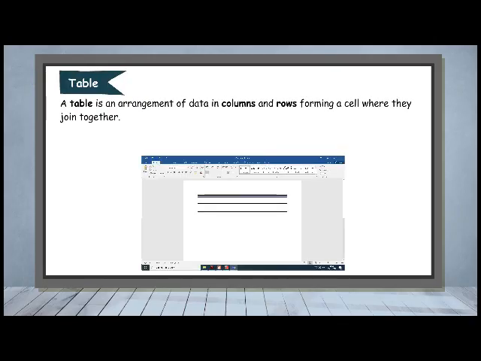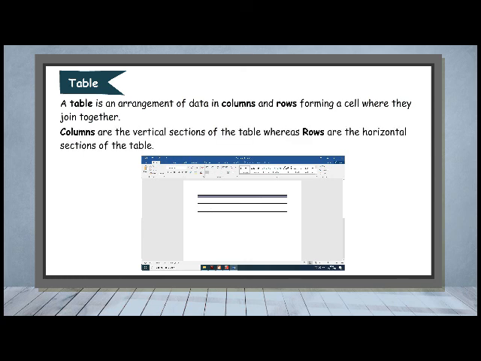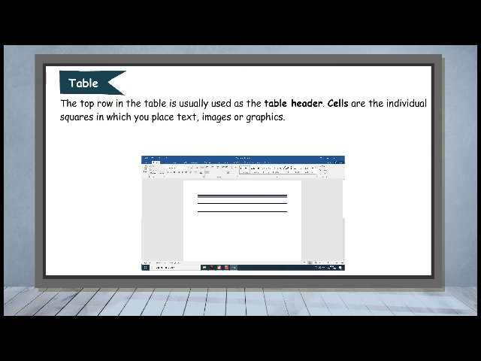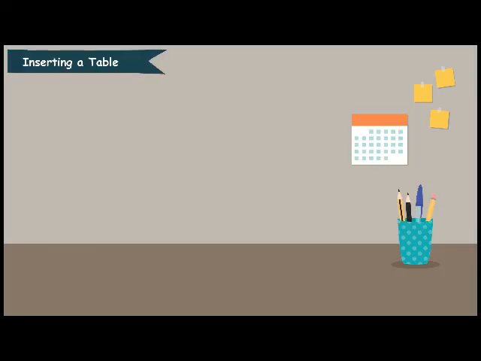Table. A table is an arrangement of data in columns and rows forming a cell where they join together. Columns are the vertical sections of the table, whereas rows are the horizontal sections of the table. The top row in the table is usually used as the table header. Cells are the individual squares in which you place text, images or graphics.